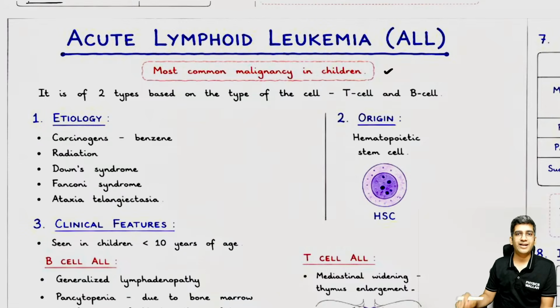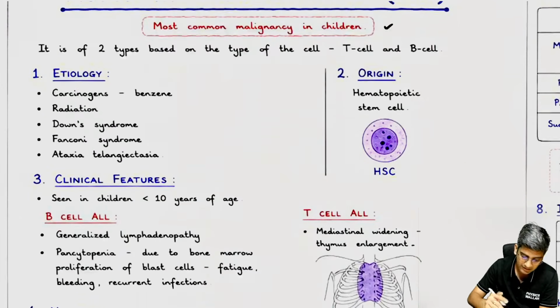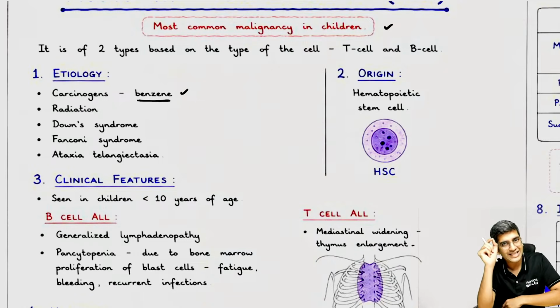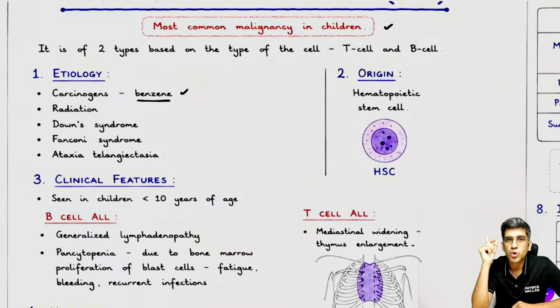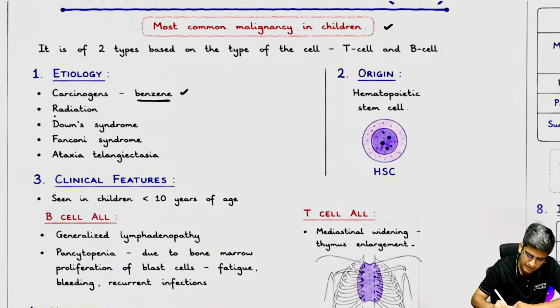Etiology, we don't have any classical clues. Like I cannot say that this is the one which caused it, right? But there are a few radiations and carcinogens which are important. Benzene, petroleum products, do remember them. That's one of the important risk factors for developing all the hematological malignancies, including ALL, radiation, and a few inherited syndromes.